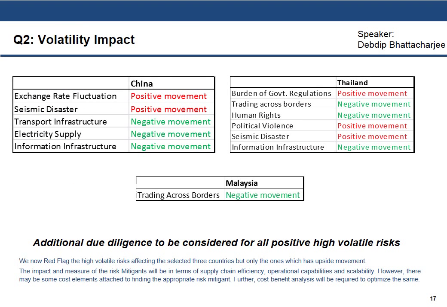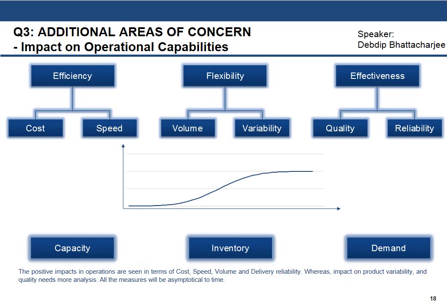We now red flag the high volatile risks affecting the selected 3 countries, but only the ones which have upside movement. The impact and measure of the risk mitigants will be in terms of supply chain efficiency, operational capabilities, and scalability. However, there may be some cost elements attached to finding the appropriate risk mitigants. Further cost-benefit analysis will be required to optimize the same. The positive impact in operations are seen in terms of cost, speed, volume, and delivery reliability, whereas impact on product variability and quality needs more analysis. All measures will be asymptotical to time.